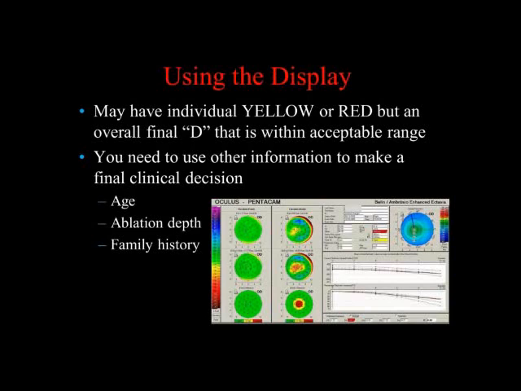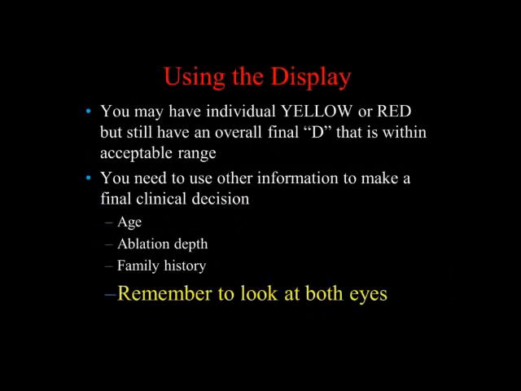And also, no map by itself makes a clinical decision. You need to look at the age of the patient, the ablation depth, family history, and put it all into a comprehensive picture. It's also important to look at both eyes. You can't have one eye that's abnormal and consider doing the other eye. Keratoconus is not a unilateral disease. It's also something that hopefully we're going to incorporate in the future. It's important to look at asymmetry between the two eyes.